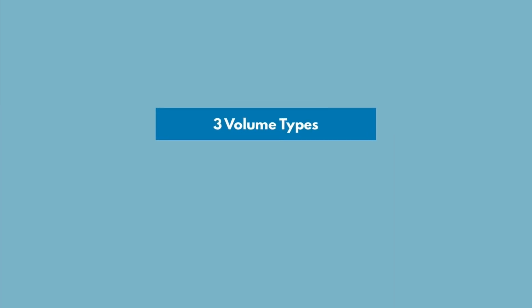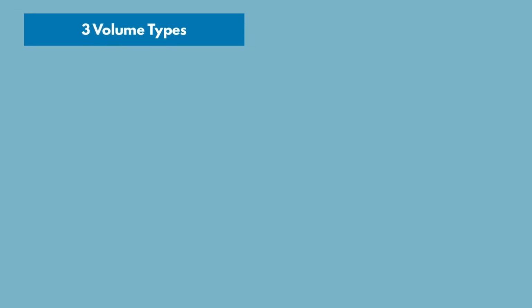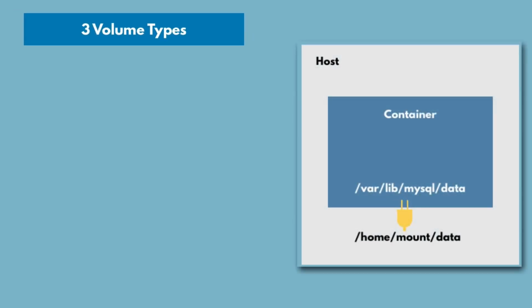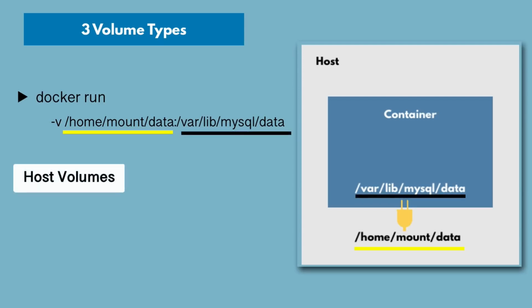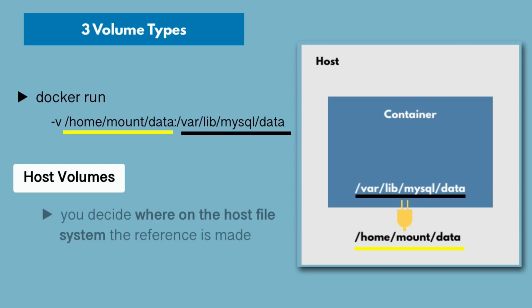Now, there are different types of Docker volumes, and so different ways of creating them. Usually the way to create Docker volumes is using the docker run command. In the docker run, there is an option called -v, and this is where we define the connection or the reference between the host directory and the container directory. And this type of volume definition is called a host volume. The main characteristic of this one is that you decide where on the host file system that reference is made, so which folder on the host file system you mount into the container.